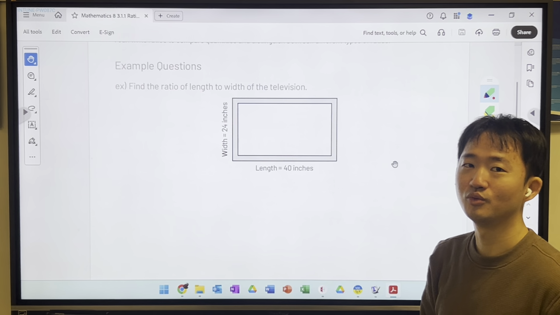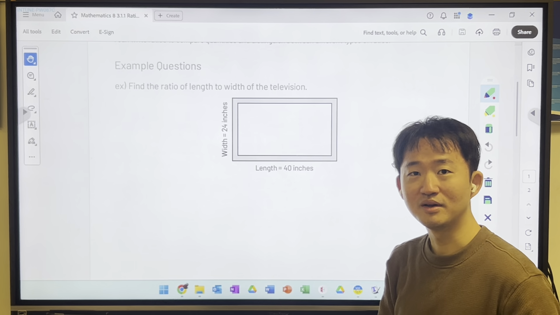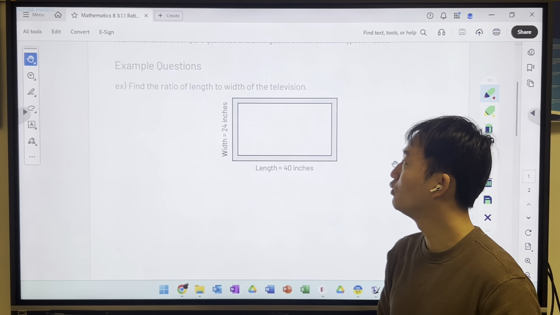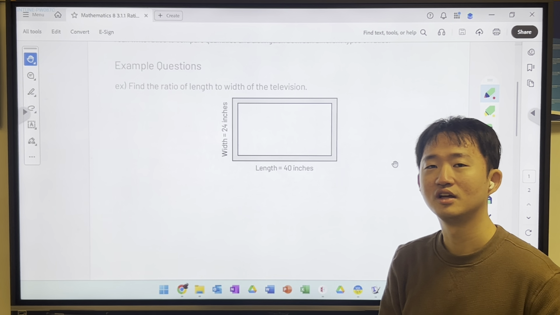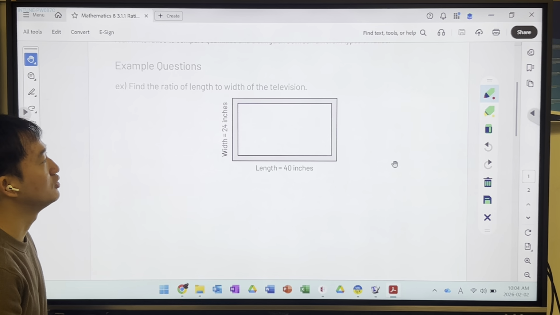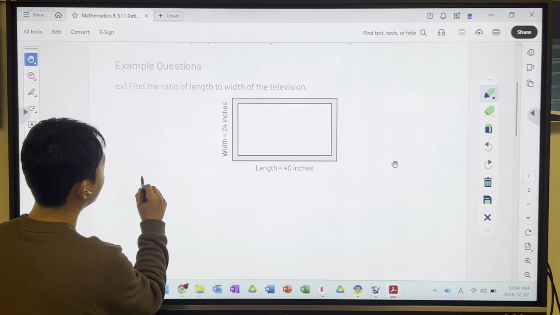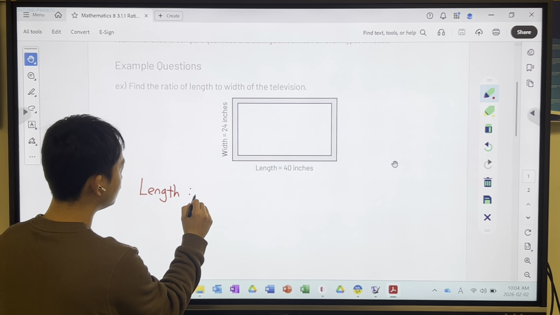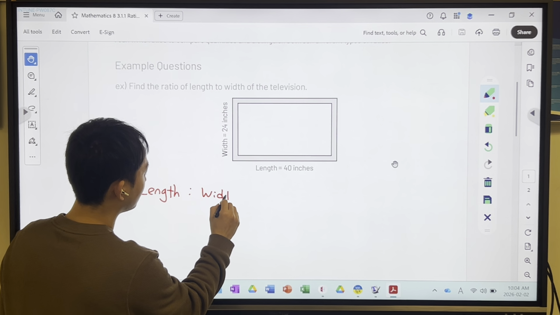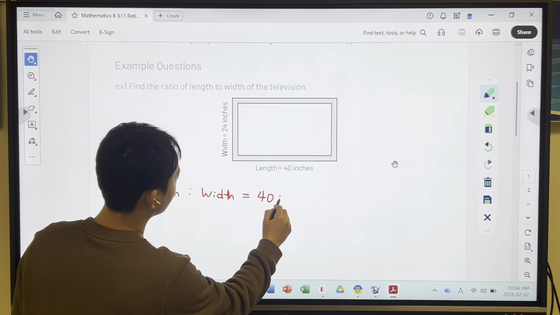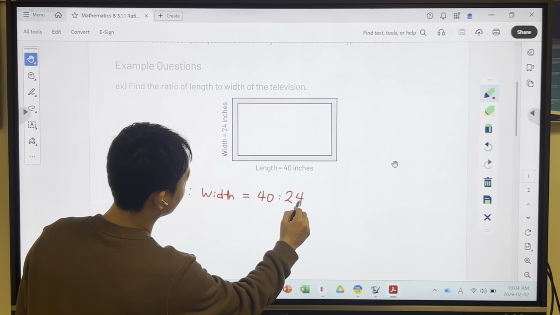So in this question, we're given the measurements of the television. Apparently the length is 40 inches and the width is 24 inches. Well, what can we say about this? Well, we can write the ratio using statements like the length to width is equal to 40 to 24.